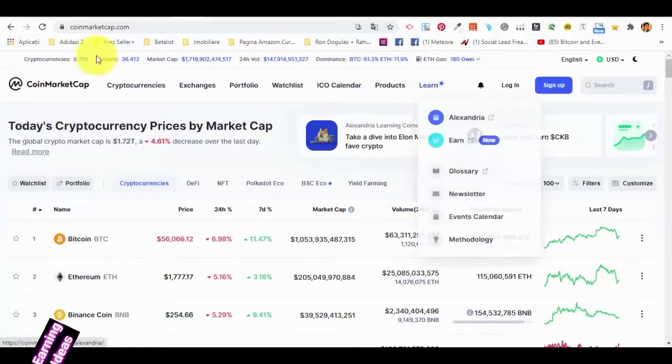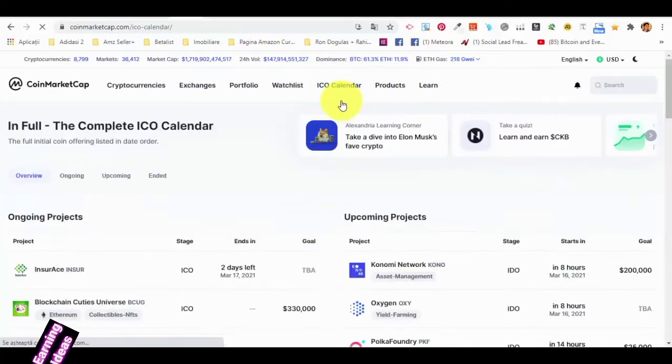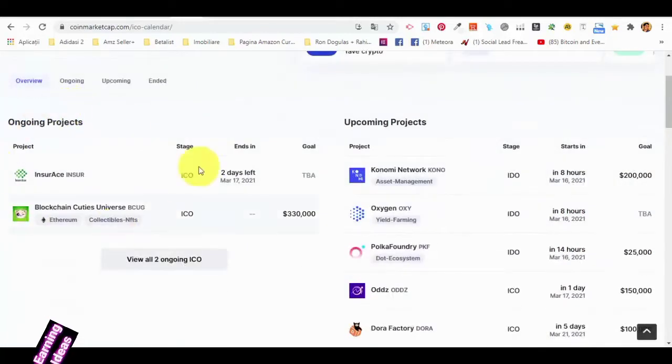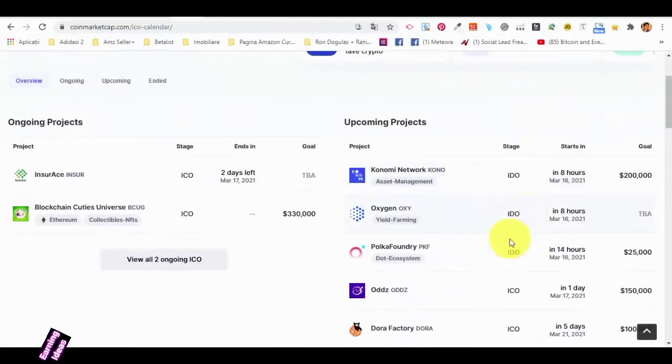And on coinmarketcap.com you have here ICO calendar in the menu. If you are going to click on the ICO calendar, you can see which are the ongoing projects. Okay, so for the companies that you want to maybe invest in, it shows you the projects in which you can invest. And then you have upcoming projects, and here you can check the upcoming projects, and you can see here the stage of the project. So what it is more exactly, is it an initial coin offering, or dividend offering, or anything like that.